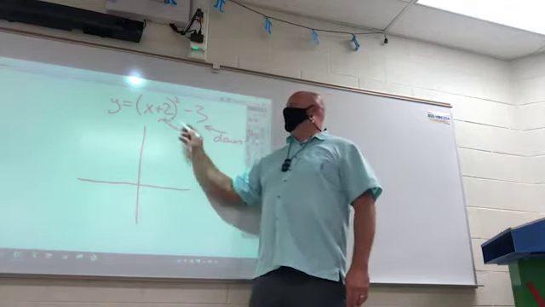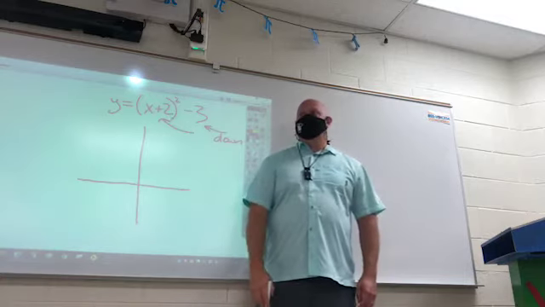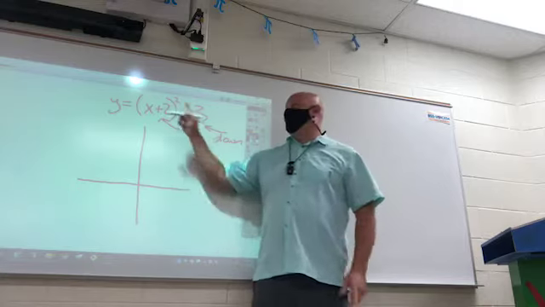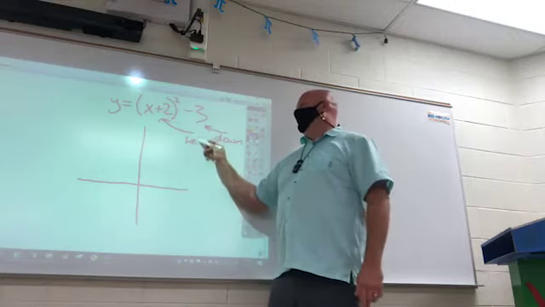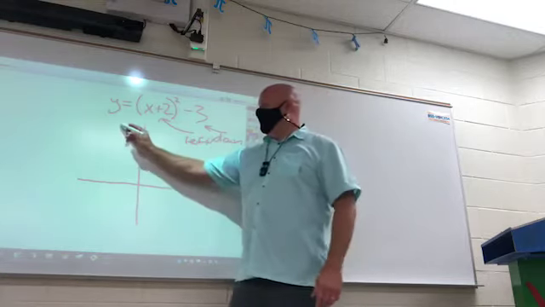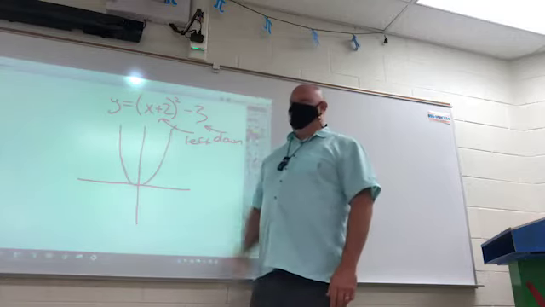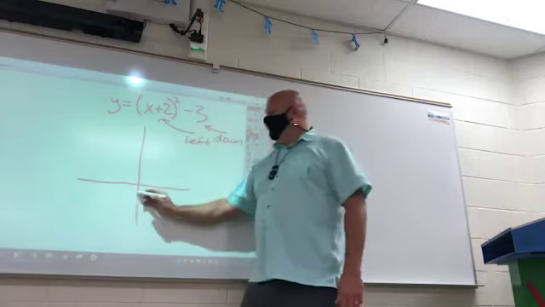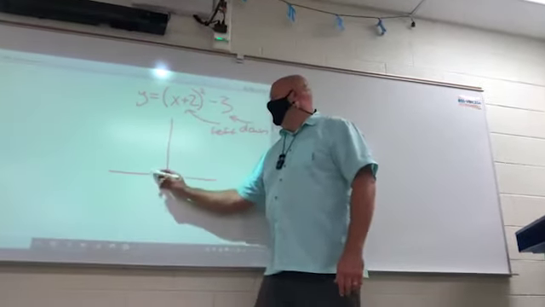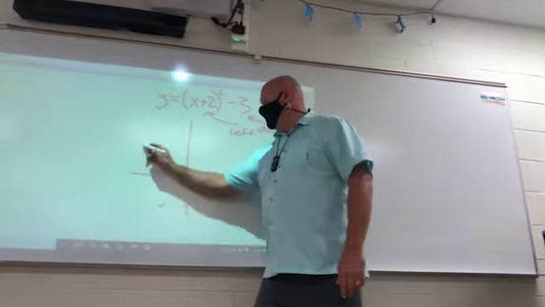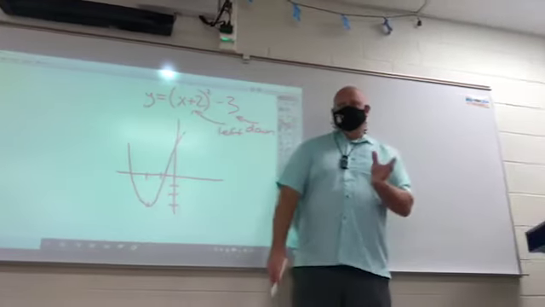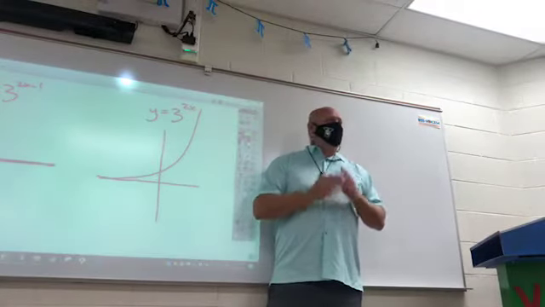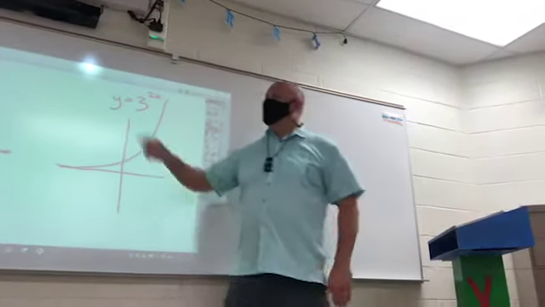And what's that plus 2 going to do to the graph? Remember, left and right are always backwards. So this is actually going to be a left 2. So instead of a parabola here, right, at 0, 0, that parabola is going to get moved down 3 and left 2, right? So it's going to actually look like that. Does that make sense? These exponential graphs shift exactly the same way.